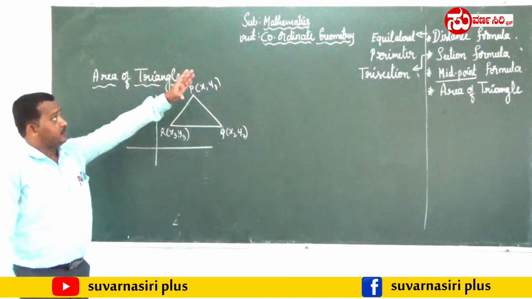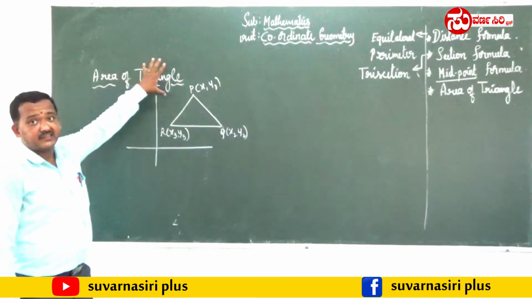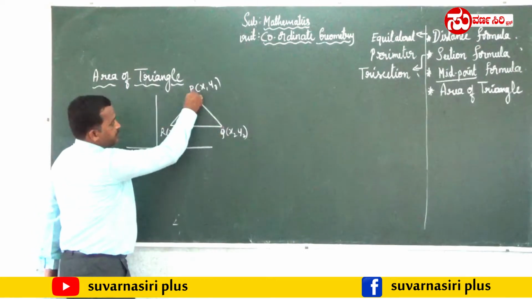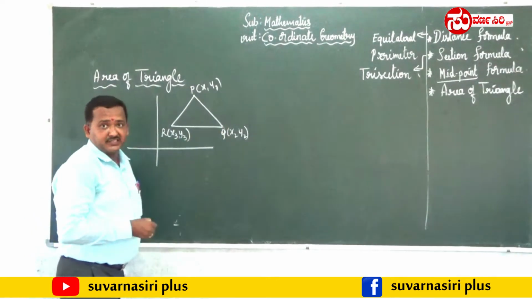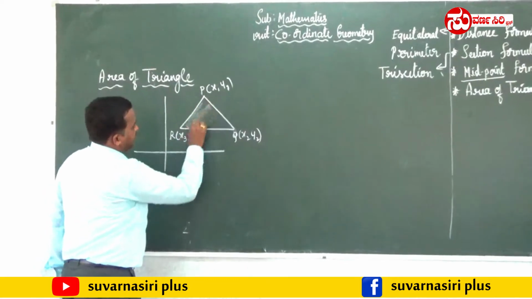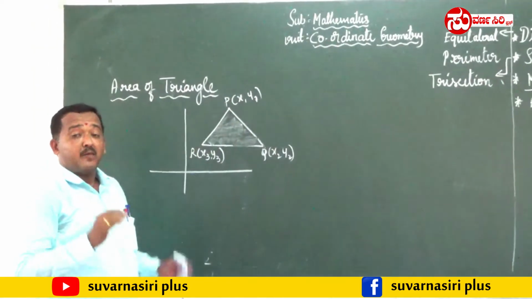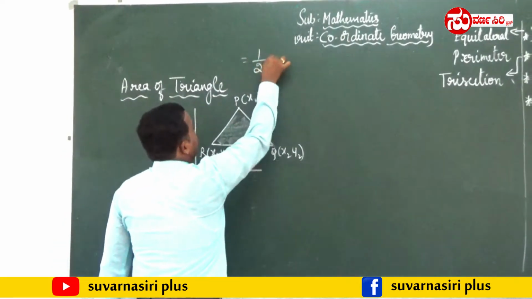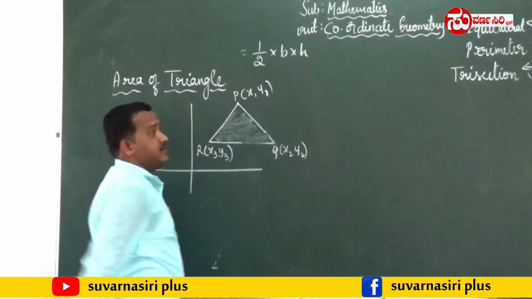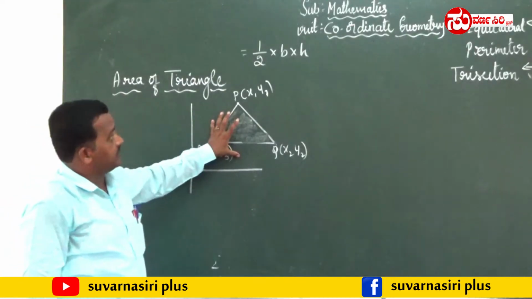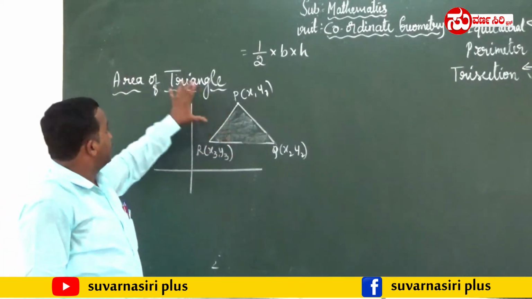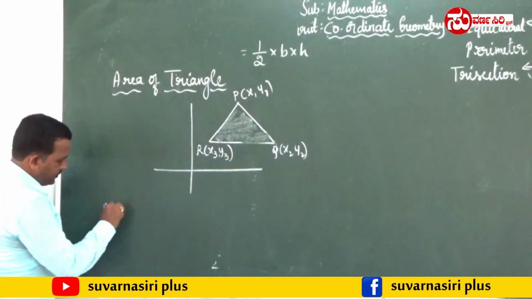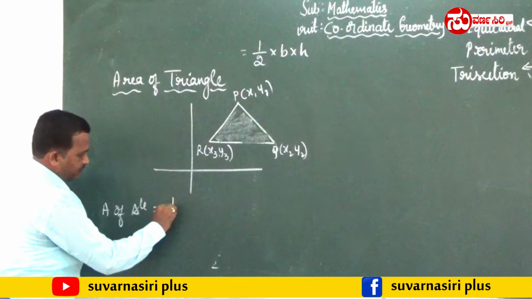Next, let us see the last component of this unit, that is area of a triangle. Say in the Cartesian system there are 3 points P, Q, R, and they are joined to each other. I want to find the area of this triangle. Basically we know the area of a triangle is half into base into height. But here in the Cartesian coordinate system, we are going to learn how to find the area of the triangle. So the formula is ready for that.